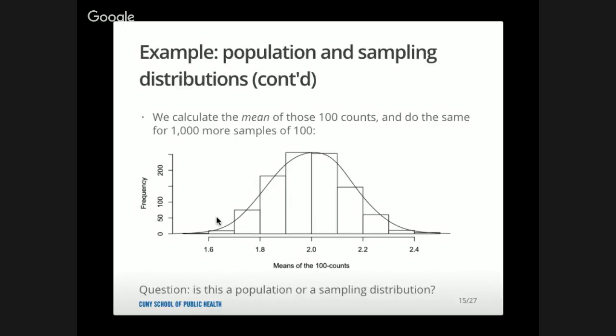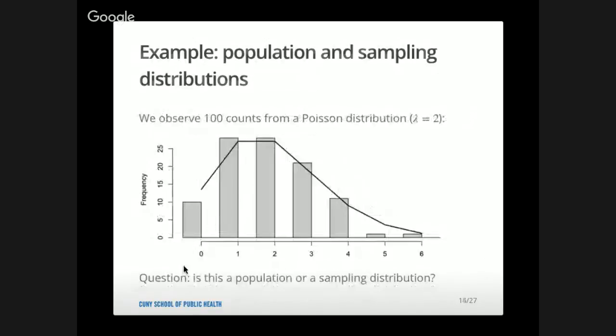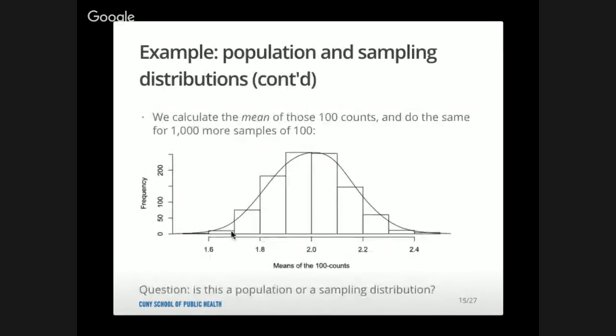Yes, so very good observation. So you notice here that the interval was from 0 to 6. And here the interval is only from 1.6 to 2.4, or 1.5 to 2.5, a much narrower interval. That's an important observation. And I think a more intuitive understanding is that individuals, you know, they're individual. They can differ a lot from each other. But groups, their averages tend to be not so different.